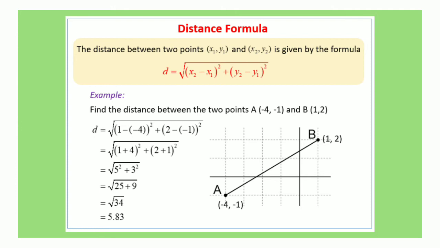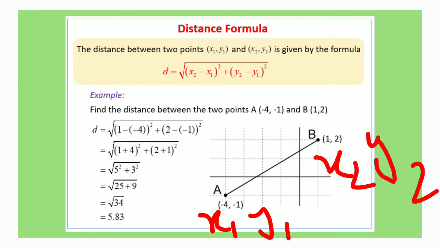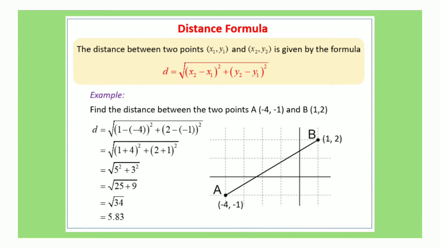Let us look at one example. Find the distance between the points A(-4, -1) and B(1, 2). So here we have to select the first ordered pair x1, y1 and the second one x2, y2. Apply in the formula. So what is the formula? Root of x2 minus x1 whole square plus y2 minus y1 the whole square. So what is x1 and x2? Here x1 is minus 4 and x2 is 1. So x2 minus x1 means 1 minus minus 4 the whole square. And the next bracket is y2 minus y1 the whole square, that is 2 minus minus 1 the whole square.